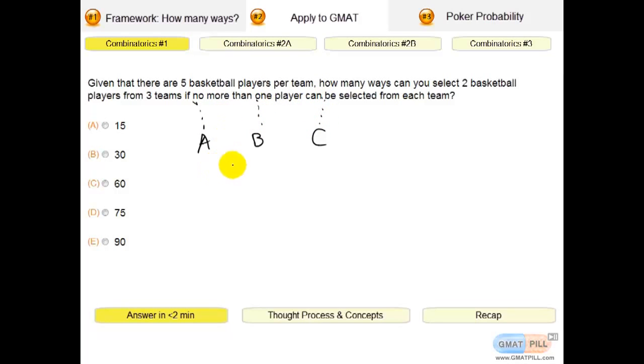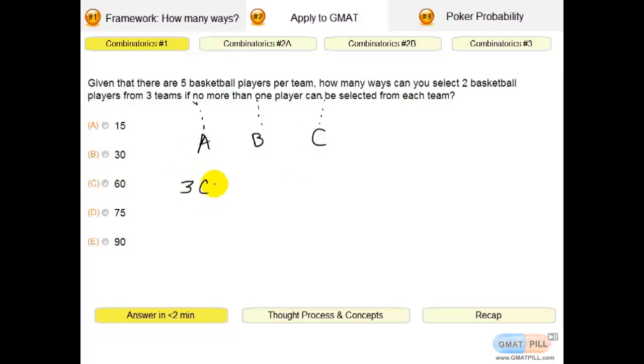You have to choose 2 players, and those 2 players can come from 2 of these 3 teams, and there's no single team that gets chosen twice. So you can't choose 2 players from the same team. Okay, so basically, out of these 3 possibilities, you have to choose 2 of them.